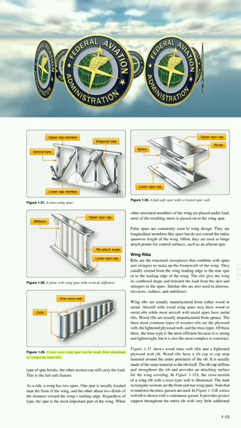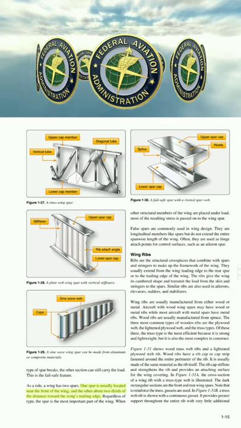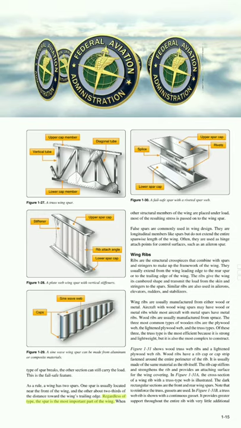Type of spar breaks, the other section can still carry the load. This is the fail-safe feature. As a rule, a wing has two spars. One spar is usually located near the front of the wing, and the other about two-thirds of the distance toward the wing's trailing edge. Regardless of type, the spar is the most important part of the wing.